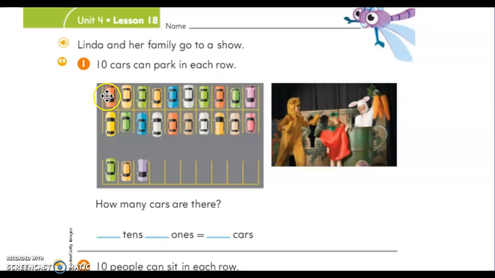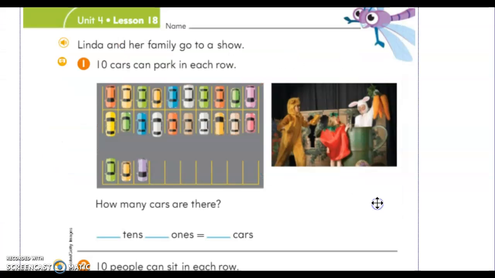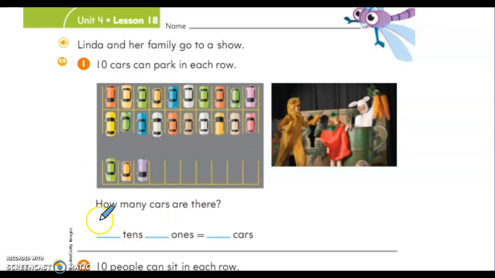Okay, so I see one group of 10 here, one group of 10 here, and a few extras. So how many tens? How many tens do you see? Yep, there's 2 tens. And how many extra ones? 3 extra ones. So 2 tens and 3 ones. What number does that make? You can almost see it right here. Yep, 23 cars. So go ahead and write that in.